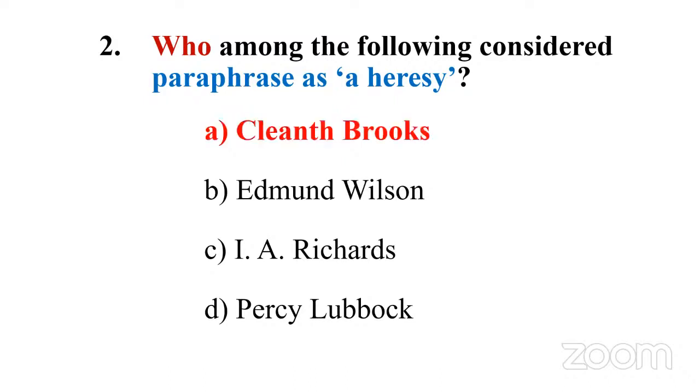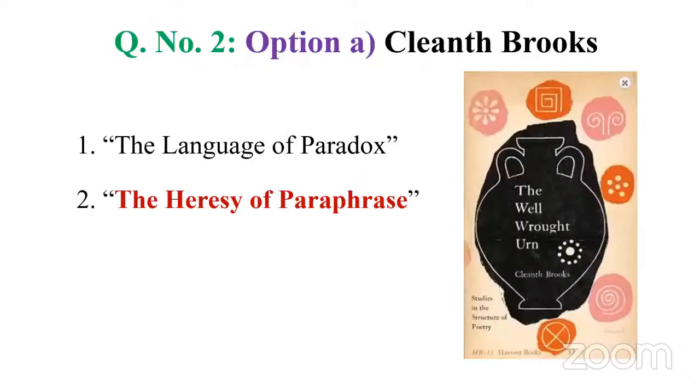Option A, Cleanth Brooks. So you can ask, how do I know this? Simple. As I told you before, whenever you read about a school of criticism and their members, you should also read about their famous essays. This question might be a simple one if you are aware of just the title of the essay written by Cleanth Brooks. For example, Cleanth Brooks is known for this essay collection, The Well-Wrought Urn, subtitle, Studies in the Structure of Poetry. In this collection, these two essays are often discussed or prescribed.